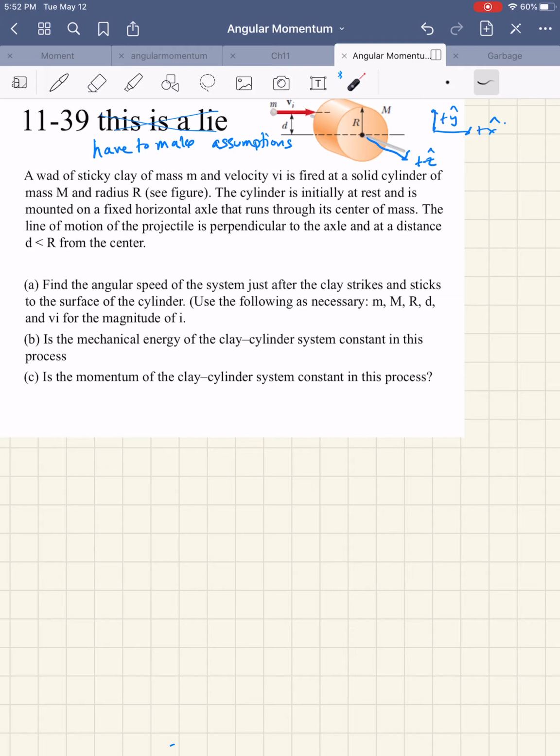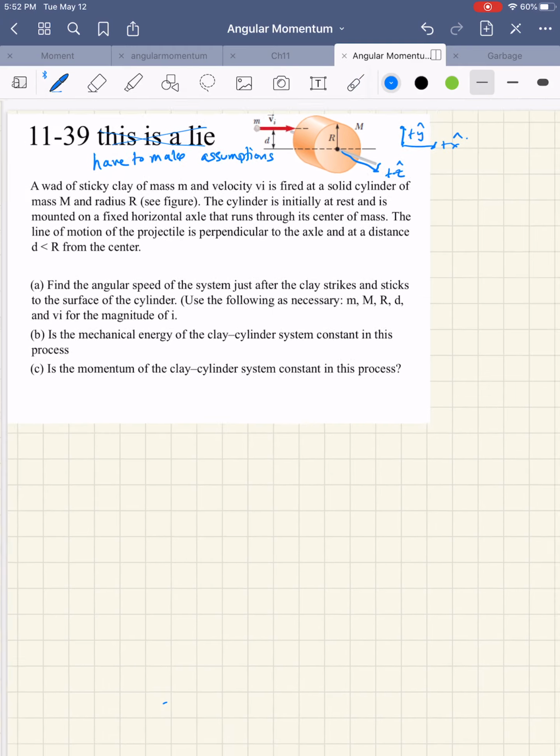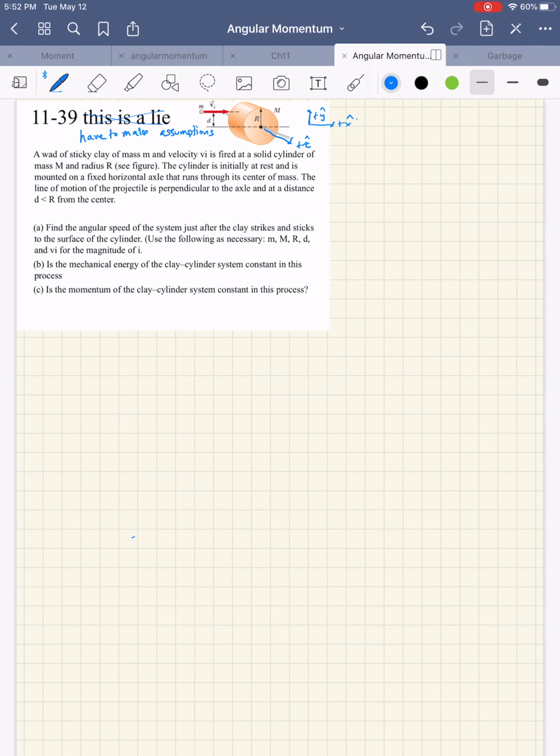And what that assumption has to do with is the fact that you need to meet that condition that the net torque is equal to zero. So a lot of times I spend time thinking about the forces and whether or not I meet this condition for these kinds of problems. But this is a conservation of angular momentum problem if you make the right set of assumptions.